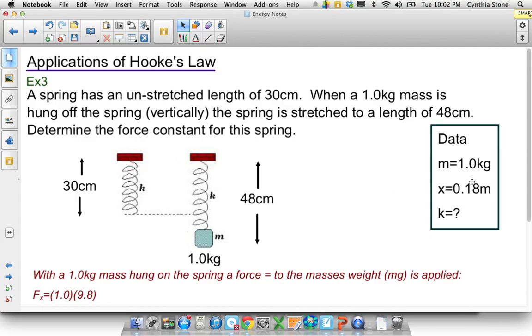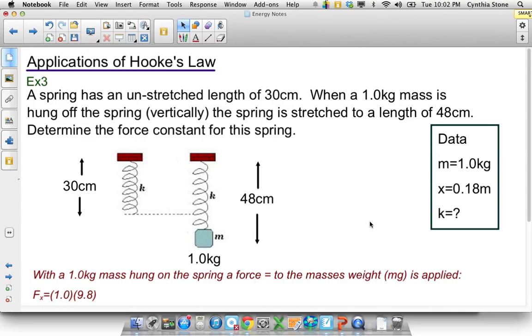I know the stretch. So the X is how much it's stretched, and that's why I think this question is good. It's not 30 or 48. It's the difference between the two. It's unstretched, right? How far it's moved from 30 to 48. So that's why it's 18. And I'm just looking for K.